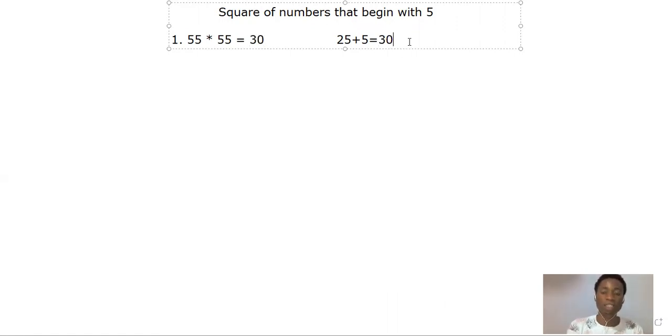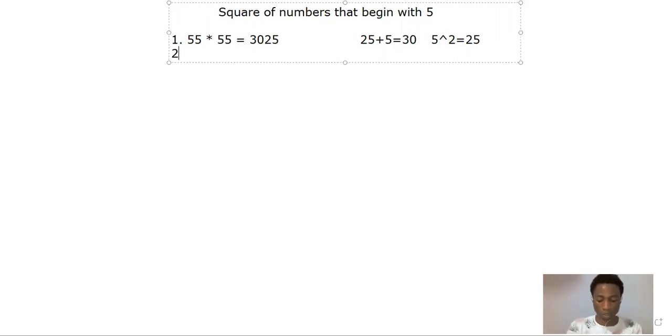Now the next thing you're going to tell yourself is, let's square this number. That is, you multiply the number by itself, which is 5 squared. That is 25. So your answer gives 3025. That's simple. So let's pick another question.